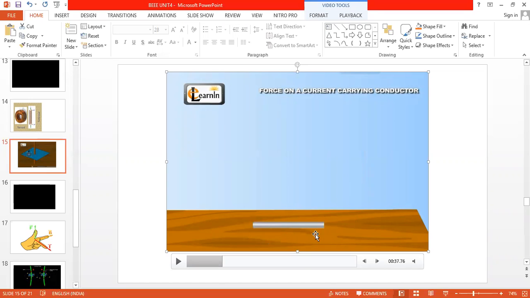In what way do we have to write in the examination? Let us consider a conductor. The conductor has two ends, let us say A and B. Okay, the conductor is taken.